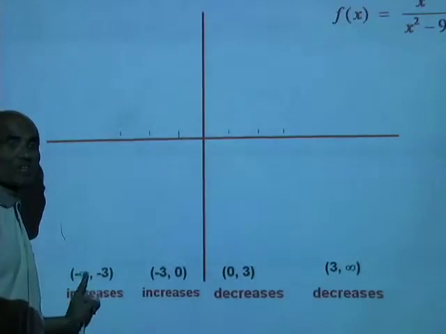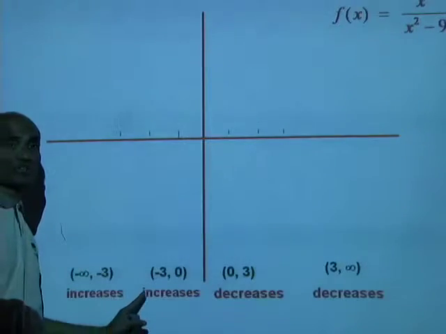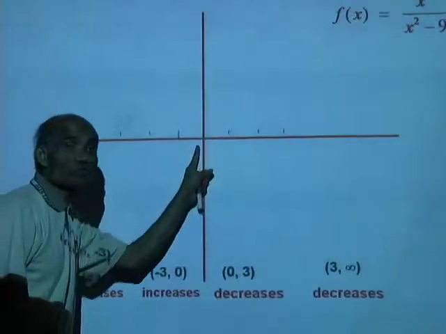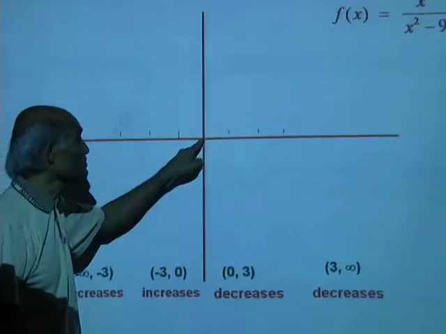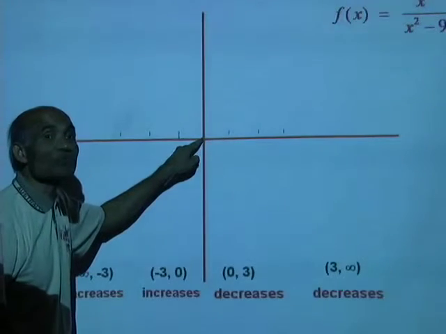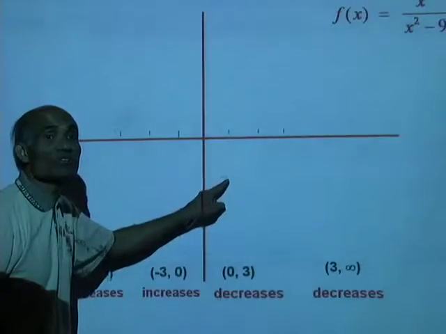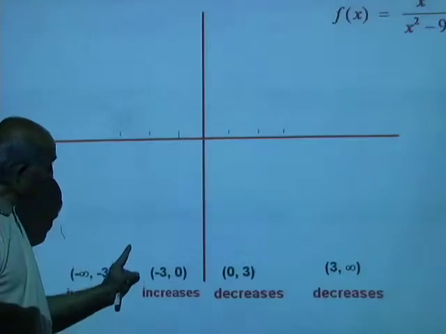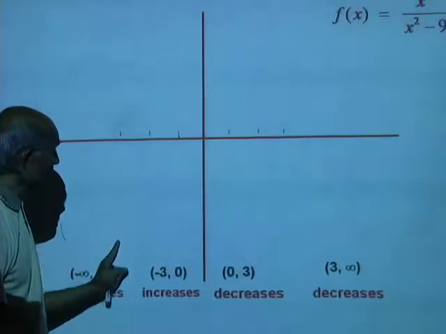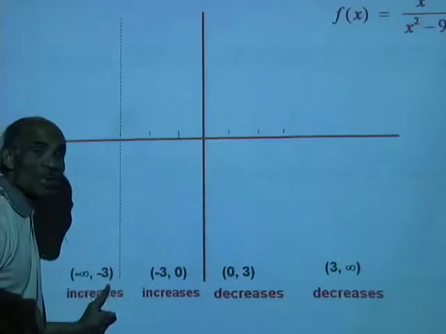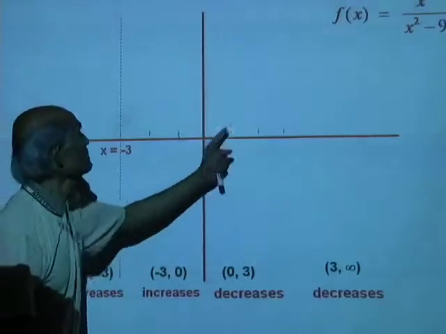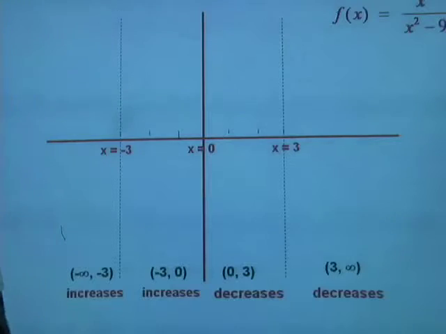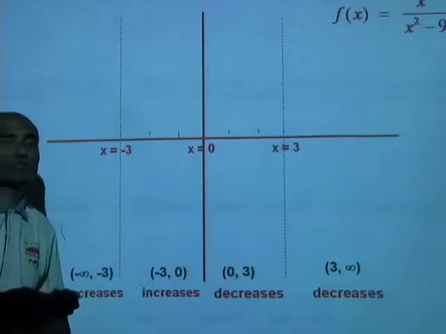From -∞ to -3, the function increases. -3 to 0, it is increasing again. At x equal to 0, the value of the function is 0, and that is a relative maximum. It decreases and then it decreases. And tell me, what does x equal to -3 correspond to? X equal to -3 is a vertical asymptote. Similarly, x equal to 3 is a vertical asymptote. Can you use this information to draw the graph of this function?